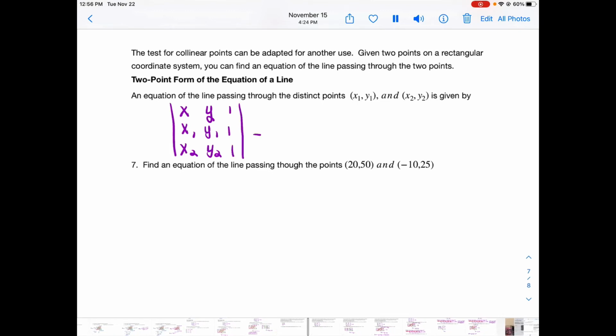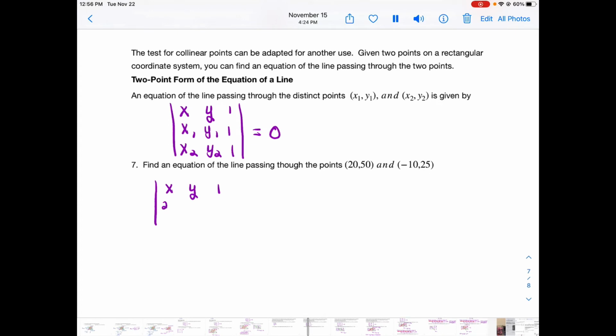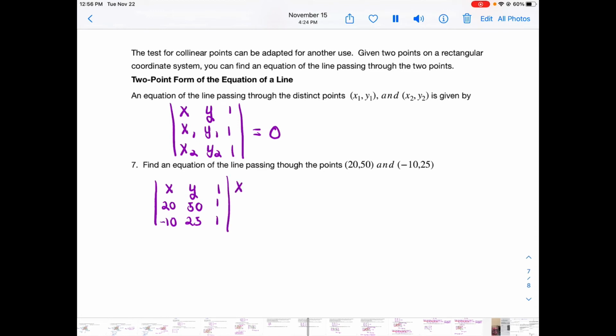Again, put in 1s as placeholders to get a 3x3 matrix. And then if these are on a line, all three of these points should be collinear, so I would set that equal to 0, and then solve the resulting equation for x and y. So let me show you how this is done. For this example, we want to find the line that passes through the points 20, 50 and negative 10, 25. So this is how I'd set up my determinant.